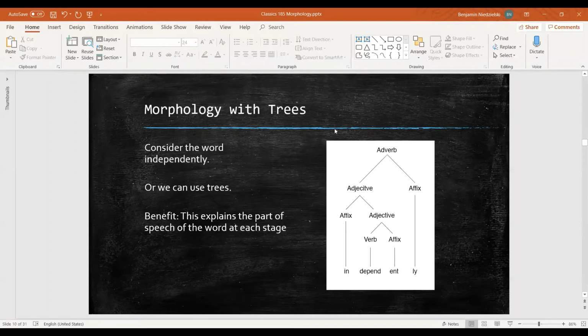If we look at this tree on the right, we can see that we have different layers here. We can see how the word is built at each step, and we can see the part of speech that results in each step. If we start with the verb depend here, and we add the affix ent, we get dependent, an adjective. Adding the prefix in to that gives us independent, an adjective. Finally, we can add the suffix ly here to produce an adverb.